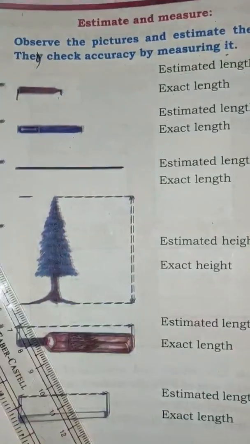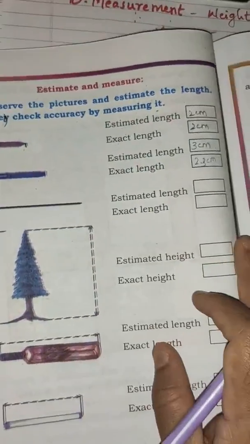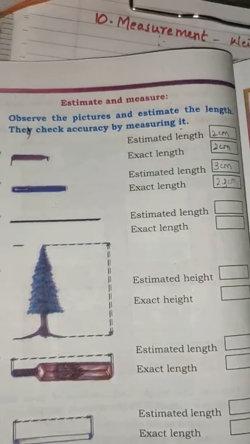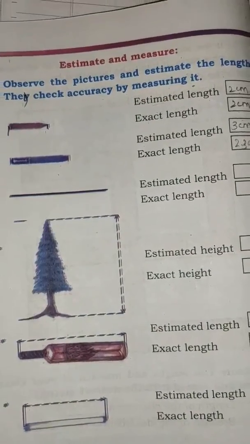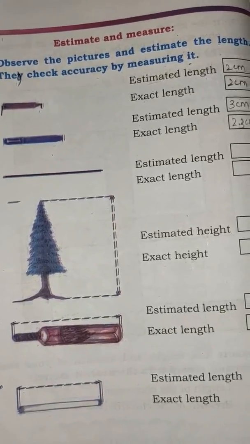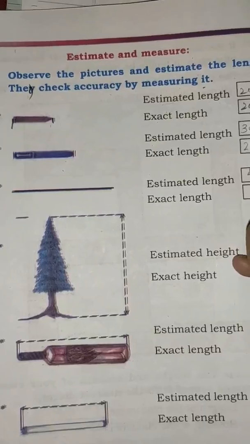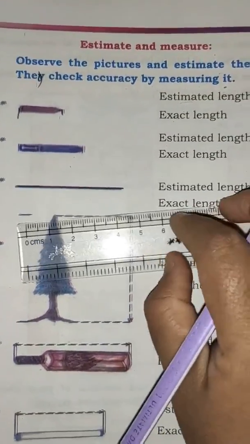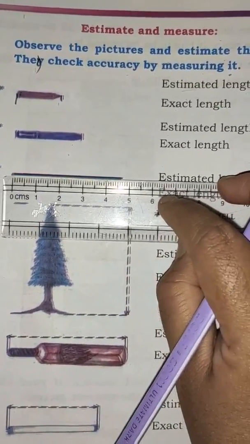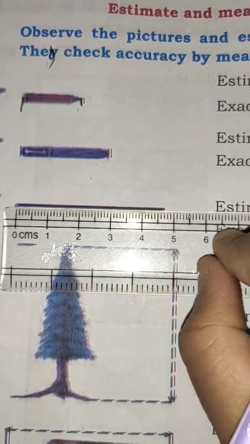Okay. Now come to this line. We'll measure the length of this. First we have to estimate it, means you have to write the estimated length. What will be the length of this line? It may be around 4 centimeter. Okay. We'll write 4 centimeter. So let us see whether it is 4 centimeter or no. No, it is a little bit more than 4 centimeter.